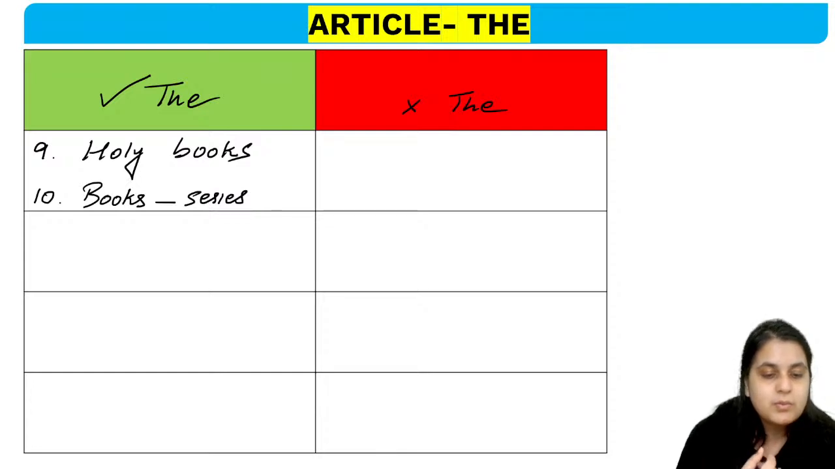So there also we use the: the Game of Thrones, the Twilight series, the Harry Potter series, the Shiva trilogy, etc. So books which come in series, तब भी हम लोग the use करते हैं.